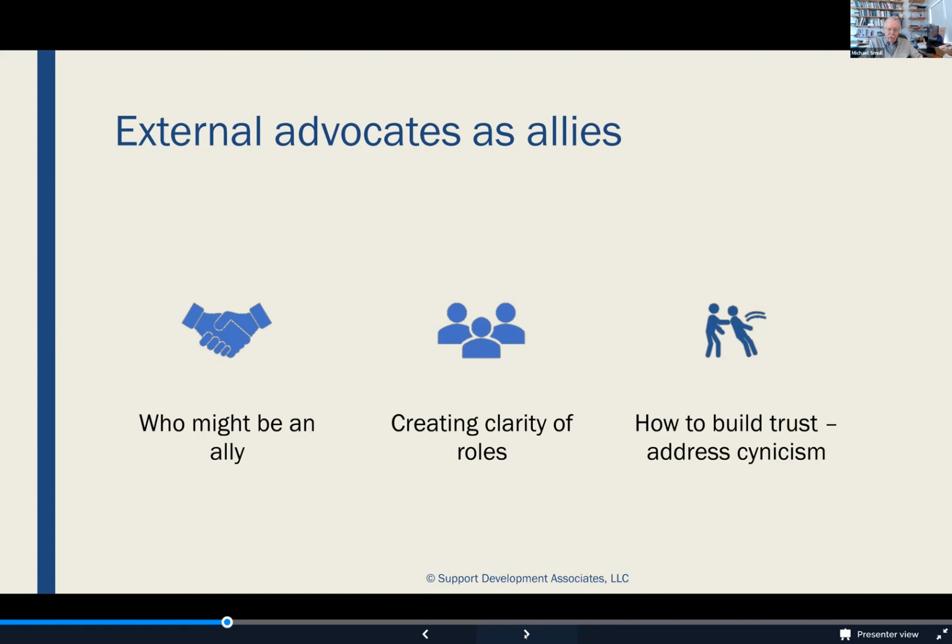Trust also requires boundaries. You have to know where the person's advocacy will lead, where it crosses the line that you make clear, and where it can be supported. Where there's trust, where there's clarity, then there's also the potential for allies. So part of what we need to do is support the external advocates.